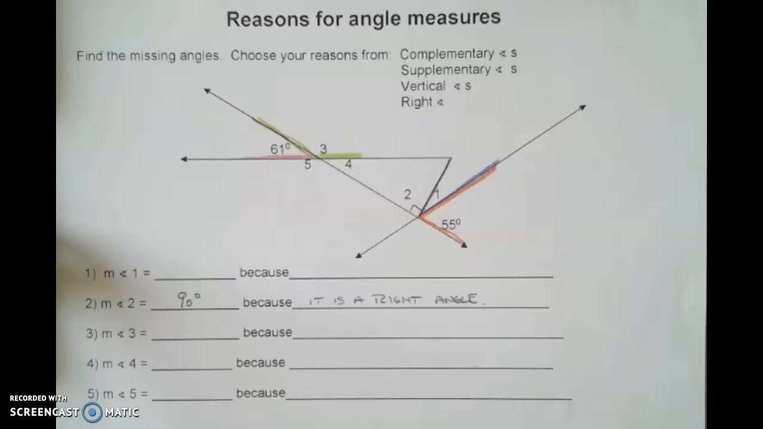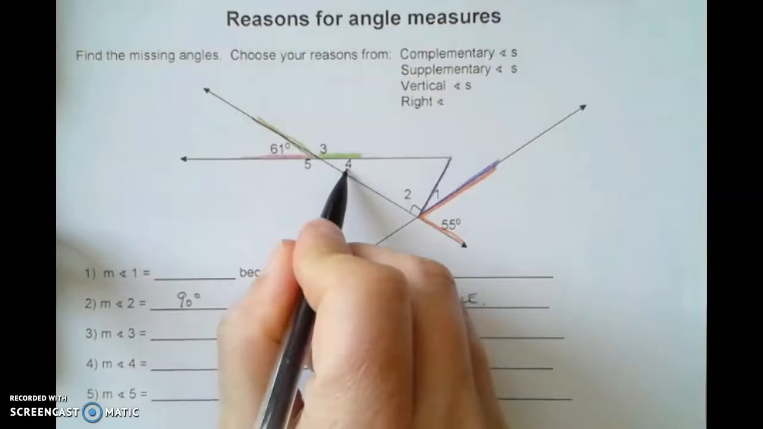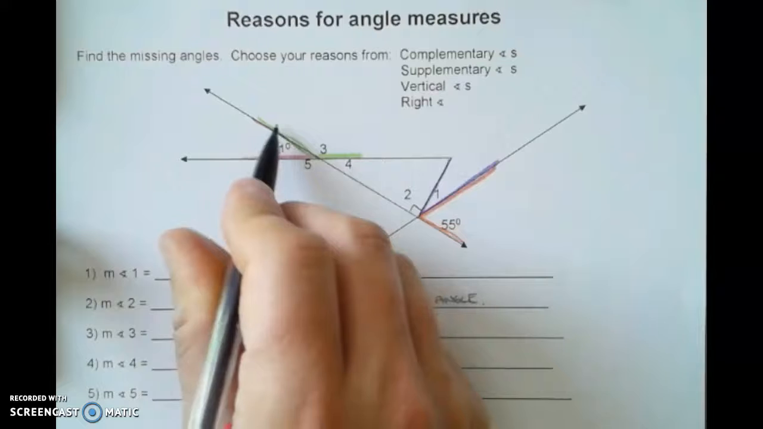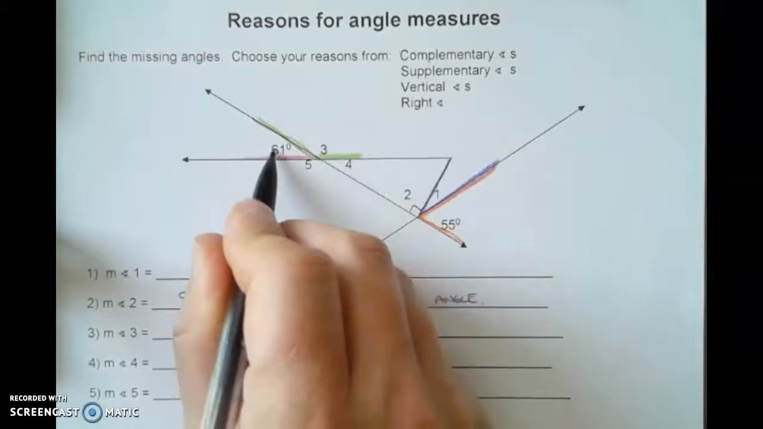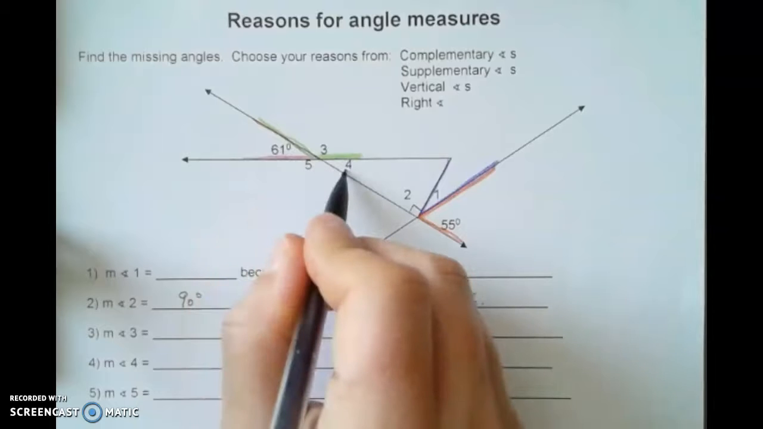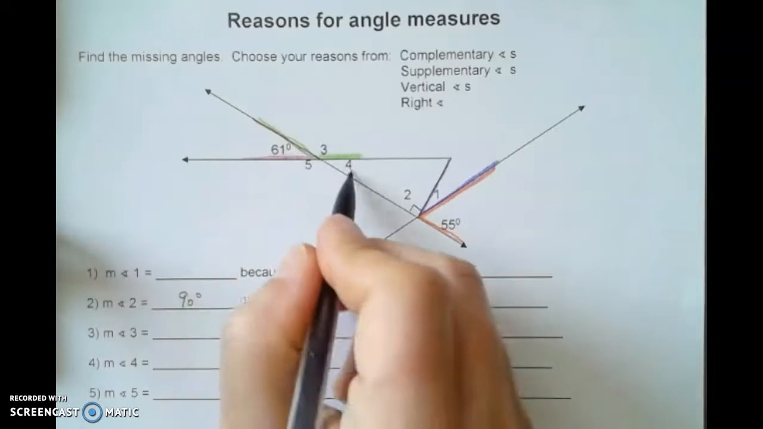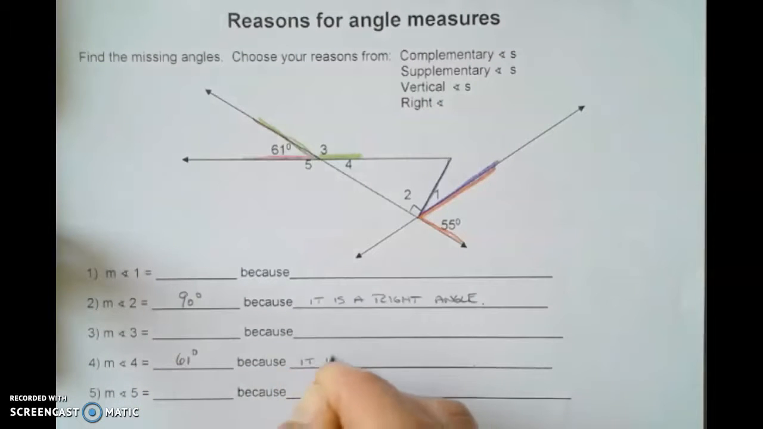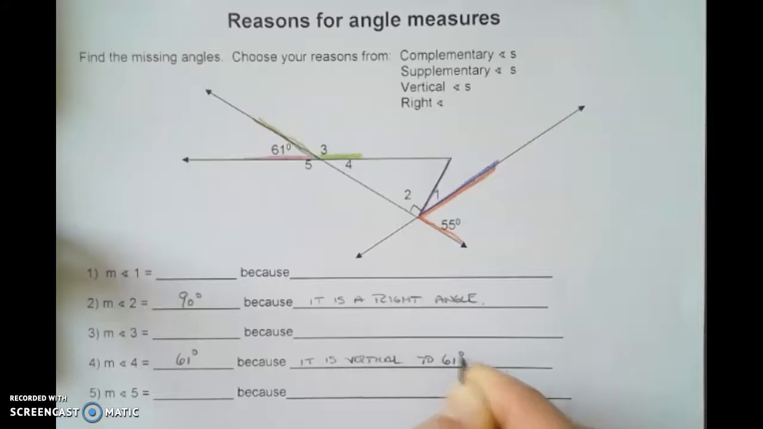Okay, I'm going to look for another simple angle to get, and I can see right here angle number 4 is vertical to the 61-degree angle. We've got intersecting lines. Angle 4 and the 61-degree angle are on opposite ends of the intersecting point, which means they're vertical, and vertical angles are congruent. So if this is 61 degrees, then angle 4 is also 61 degrees because it is vertical to 61 degrees. Vertical angles are congruent.